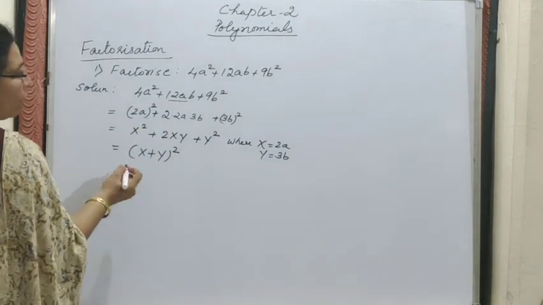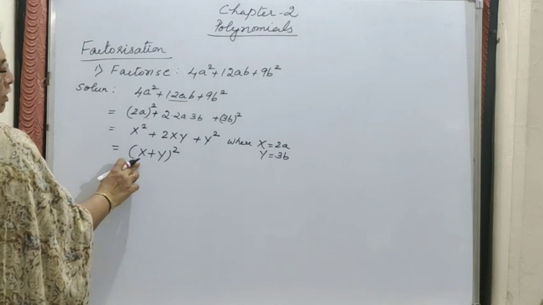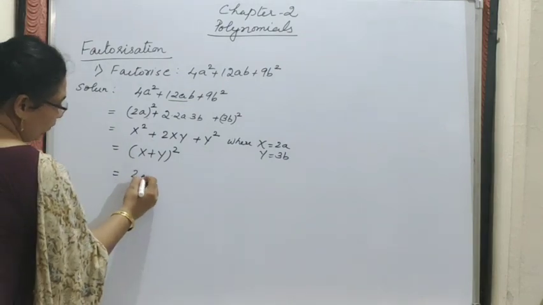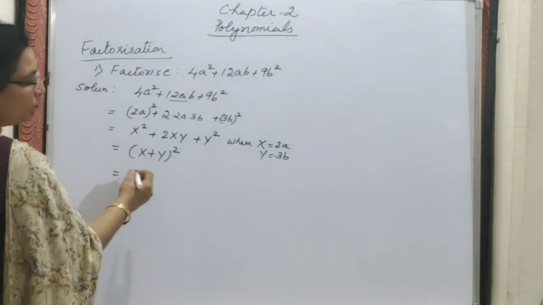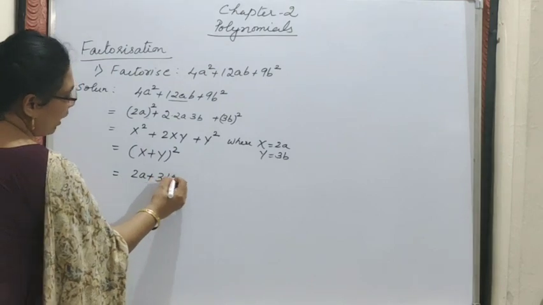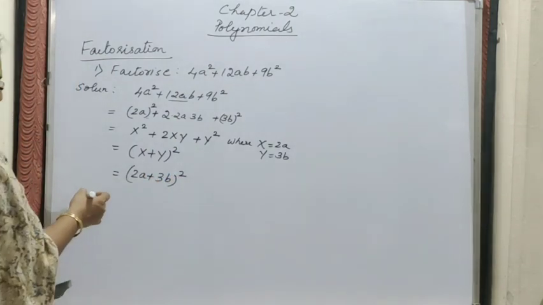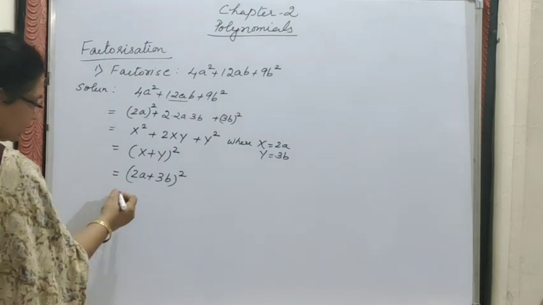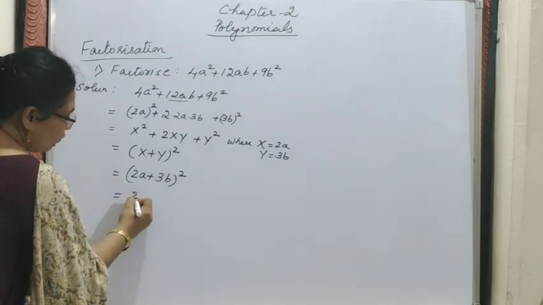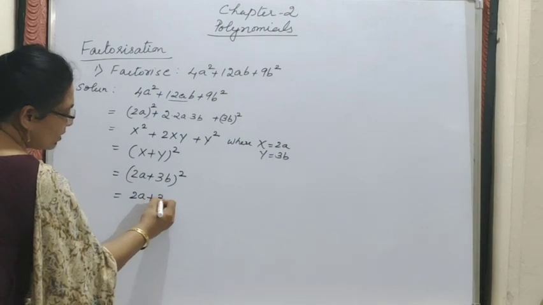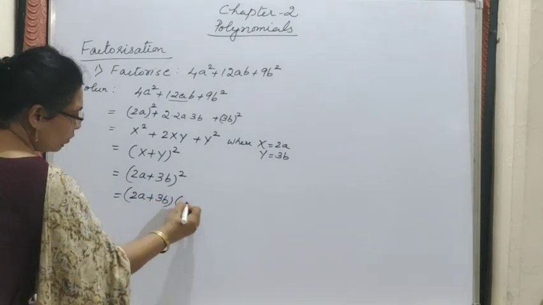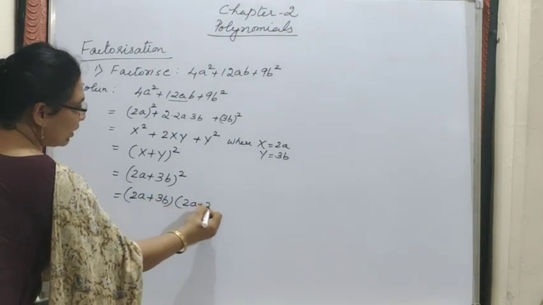Now we have to bring it back to our original question. What is x now? 2a. What is y now? 3b. So 2a plus 3b whole square. Still the answer is not completed. Some children stop here and complete the answer. It's not correct. So we should write 2a plus 3b into 2a plus 3b.